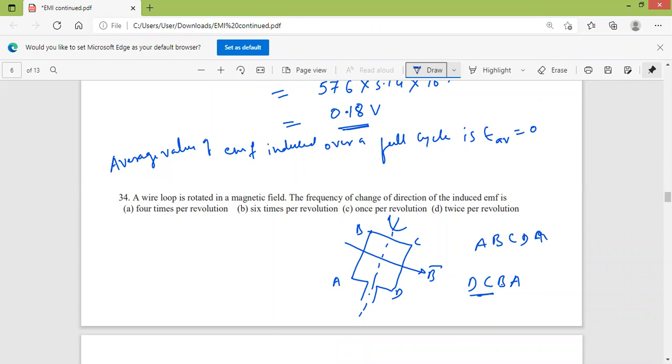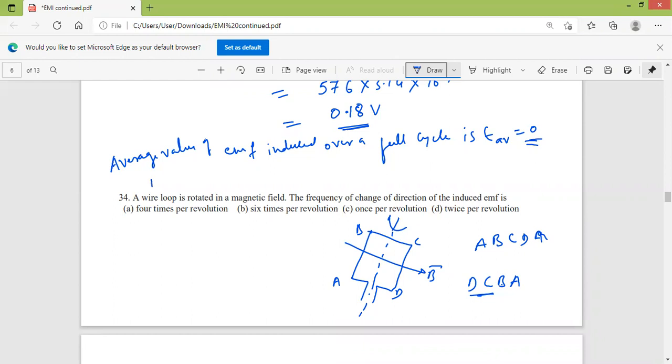So the direction of the current changes. That means the EMF induced in the first half cycle is opposite to the EMF induced in the second half cycle, and the average induced EMF becomes 0.